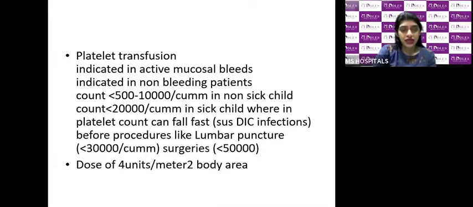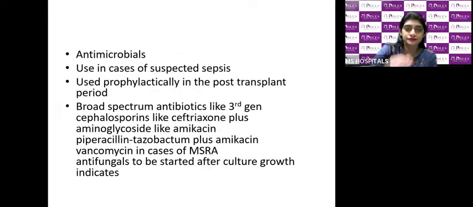Platelet transfusion is indicated in active mucosal bleeds, and in non-bleeding patients when the count is less than 5,000 to 10,000 per cubic mm in a non-sick child, and less than 20,000 per cubic mm in a sick child, wherein the platelet count can fall fast, like in DIC or infection. Before procedures like lumbar puncture, less than 30,000 per cubic mm; surgeries, less than 50,000. Dose is 4 units per meter square body area.